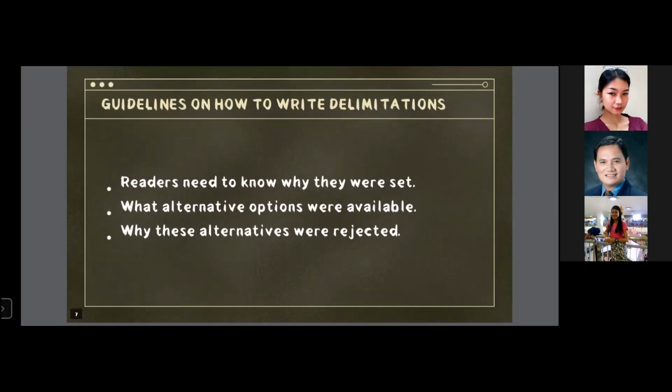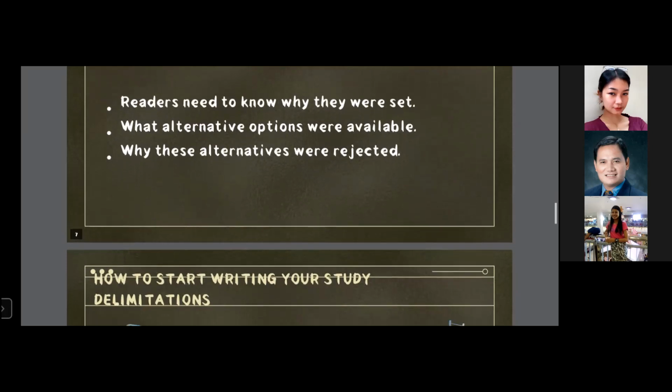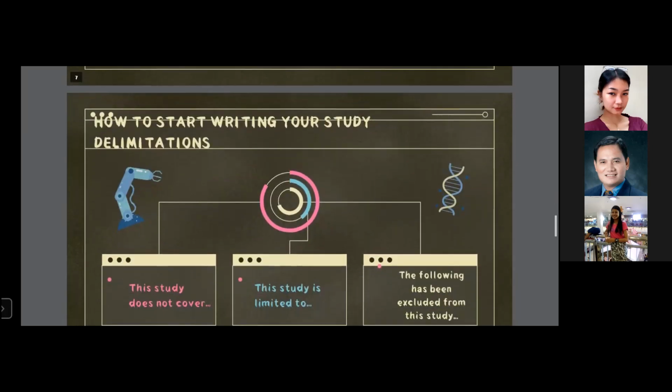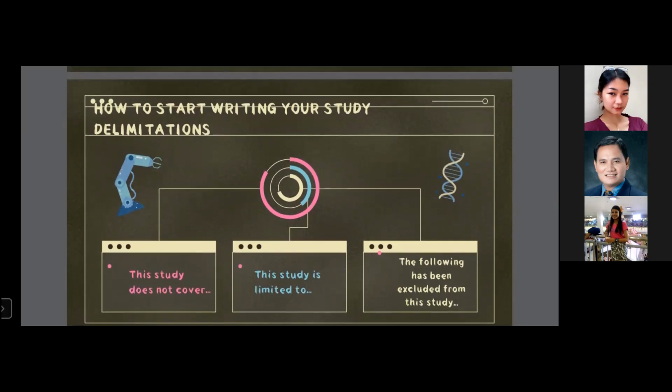And here are the guidelines on how to write the delimitations. First, readers need to know why they were set. Second, what alternative options were available. And the third one, why these alternatives were rejected. Since the delimitation parameters are within the researcher's control, readers need to know why they were set. And here are also the 3 prompts on how to write your study delimitations. First is, this study does not cover, this study is limited to, and lastly, the following has been excluded from this study.